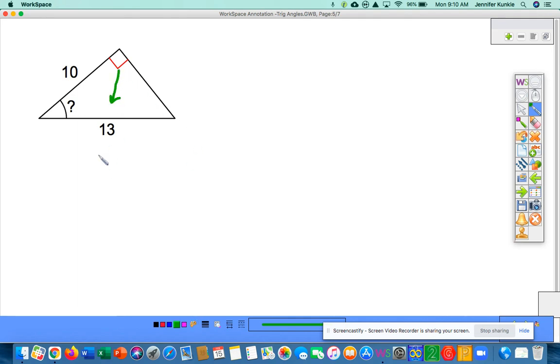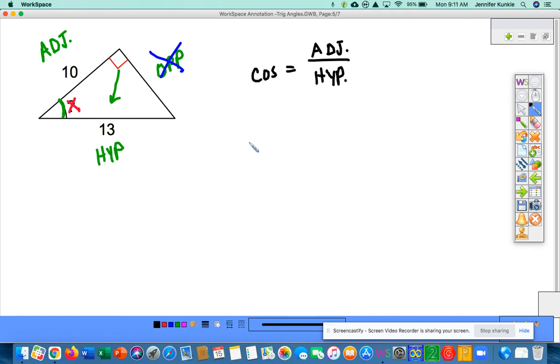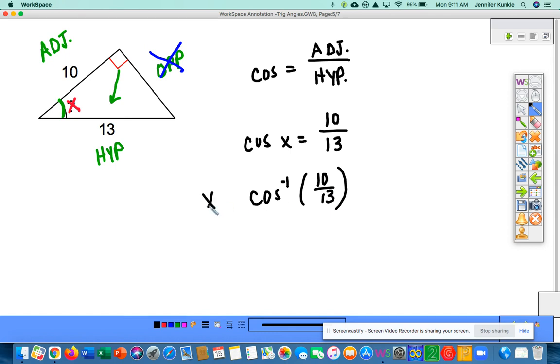Okay, across from the right angle is my hypotenuse. My angle is always between the hypotenuse and the adjacent, which leaves this to be the opposite. We do not need the opposite, so we're just using adjacent and hypotenuse, which is cosine. So we have cosine of x equals adjacent is 10, hypotenuse is 13. All right, so inverse cosine of 10 over 13.